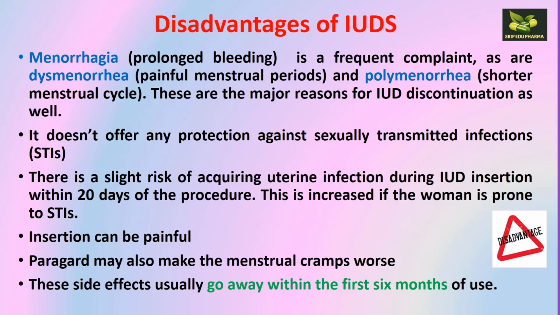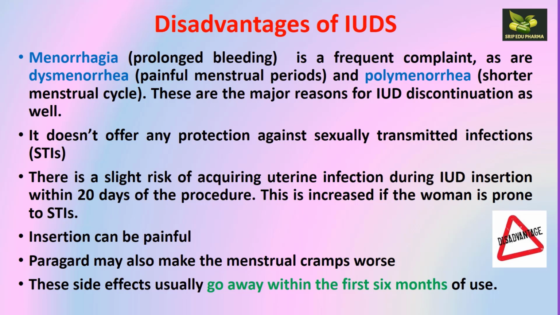If there are advantages, then there are limitations also. So in limitations, the important one is menorrhagia. What is menorrhagia? It means prolonged bleeding occurs. It is a frequent complaint that is observed when the patient is using intrauterine devices. Then there is dysmenorrhea. Dysmenorrhea means painful menstrual periods are observed.